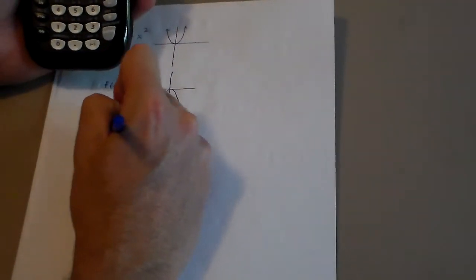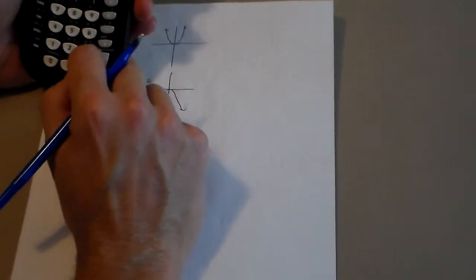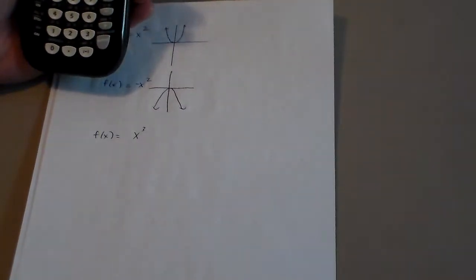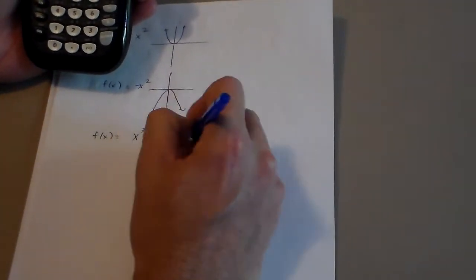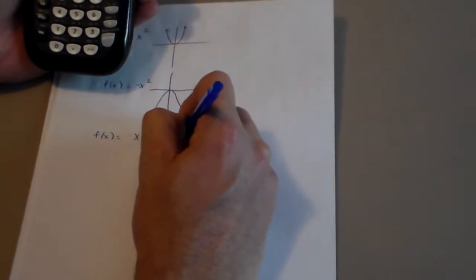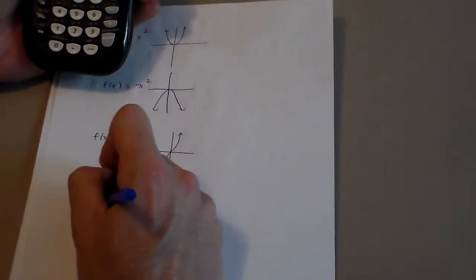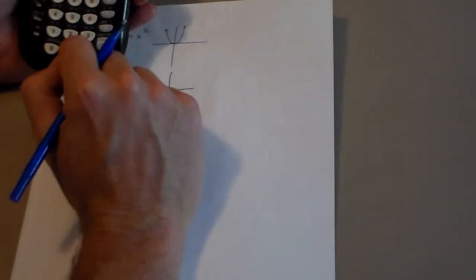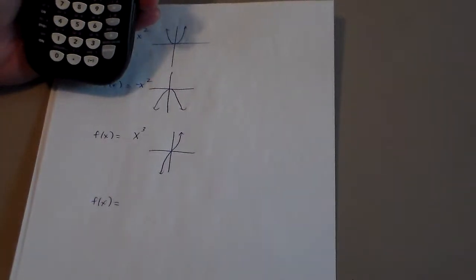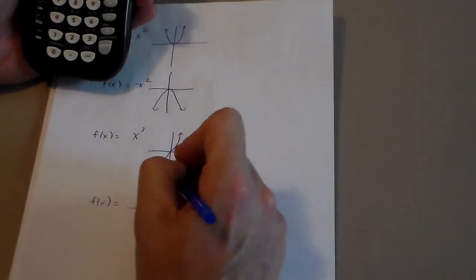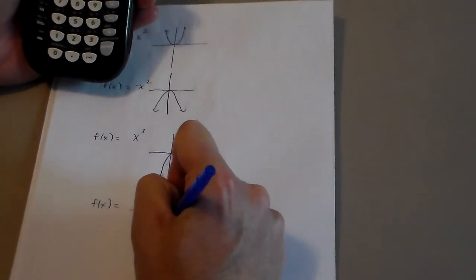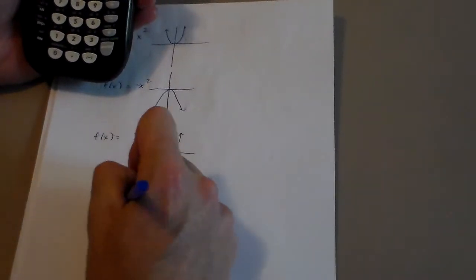Now I'm gonna do f of x equals, say, x cubed. So I go to my y equals screen, I clear that out, I type in x cubed, and I graph it. It looks like this. Interesting. F of x equals, let's do a negative one of those too. Negative x cubed, graph. Looks kind of like the opposite. Looks like a reflection, doesn't it? Mr. Green would be happy talking about reflections like that. Okay, that's f of x equals negative x cubed.